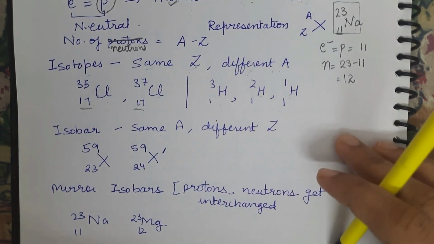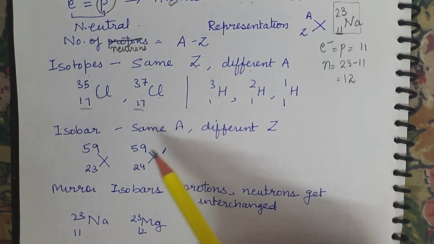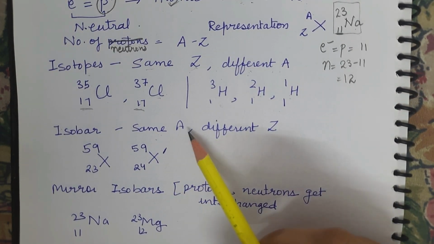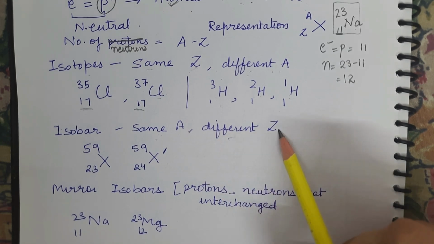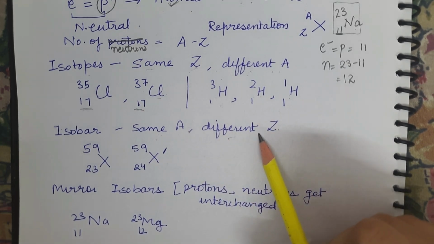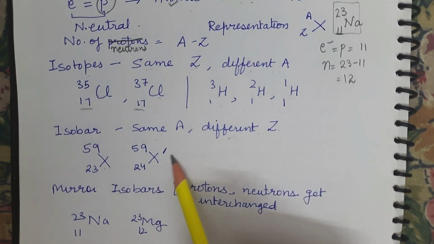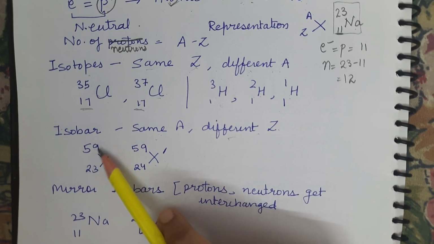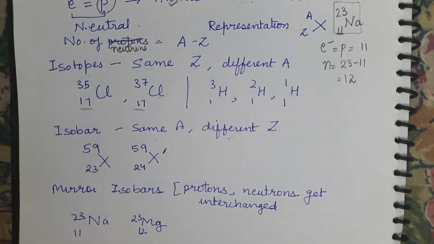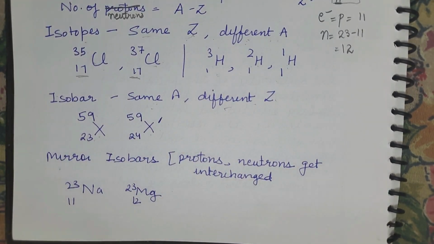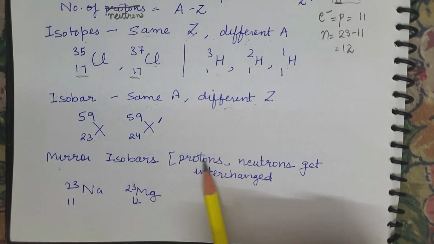Next is isobars. Isobars, on the other hand, are those which have the same mass number but different atomic numbers. Different atomic numbers means I'm talking about two different elements. Here I have taken one example, say element X and X dash, and you can see this is the same and these are different. One more term we have in our Selina book is mirror isobars. Mirror isobars are those where the proton and neutron numbers get interchanged.